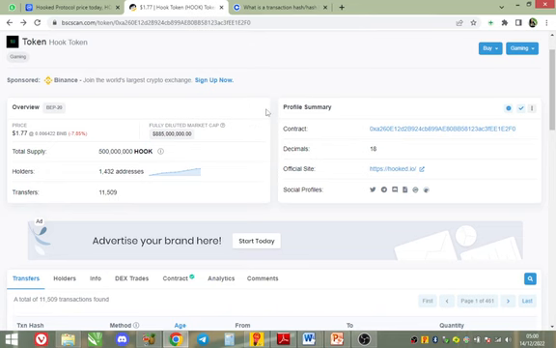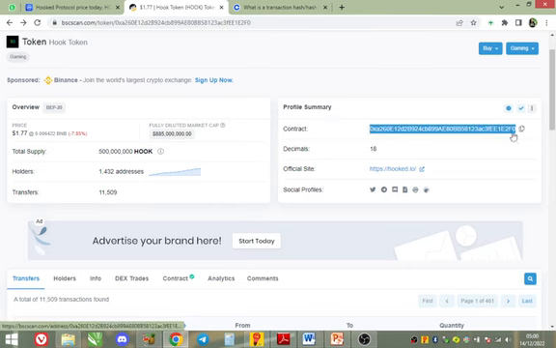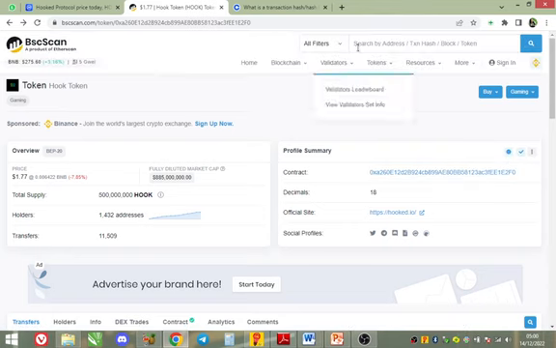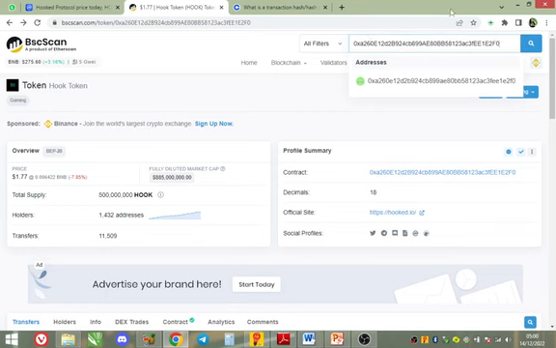Now we have the profile summary where you can get the contract address of this Hook token, or you can just click on copy. You can click on copy on the contract address. You can use the contract address to search for this token on any wallet, and you can use it to add this token on any wallet using the contract address.